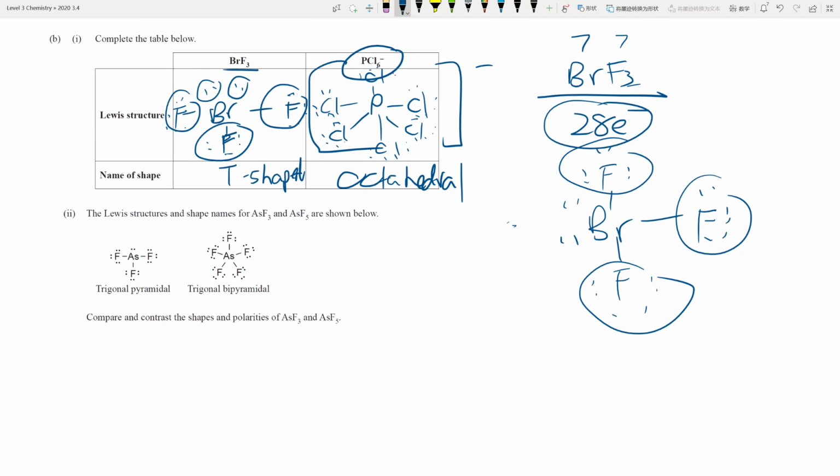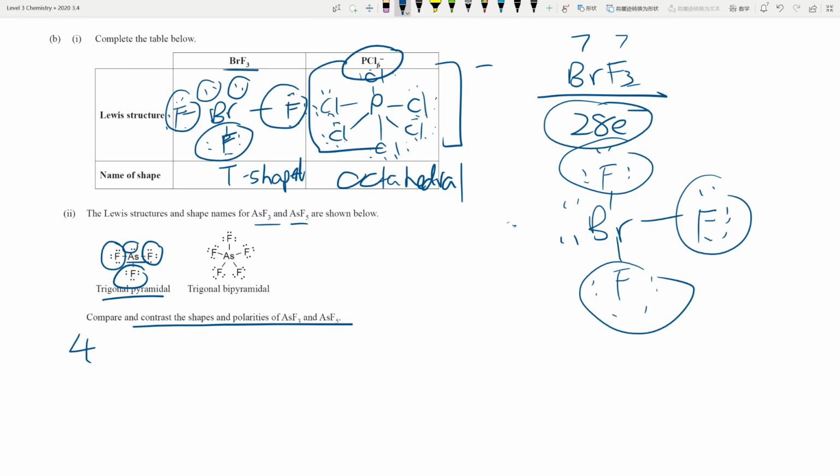Right, the name, blah blah blah, AsF3 and shapes and polarity. Okay, so when you talk about the shapes, you just go, right, so for AsF3, this is 1, 2, 3, 4 regions of electron density, and one of them is non-bonding, 3 bonding. They'll repel each other as they position themselves as far as possible to minimize repulsion, and therefore you would have a trigonal pyramid shape.